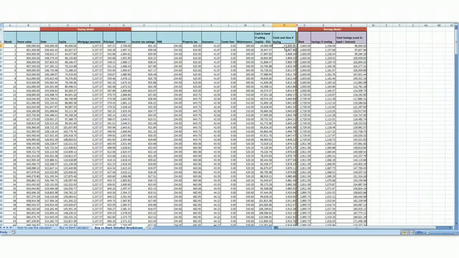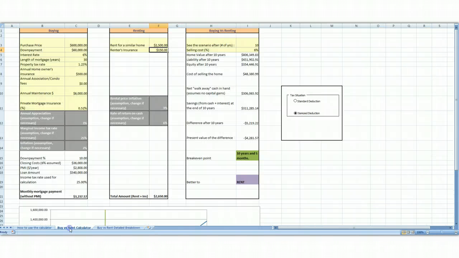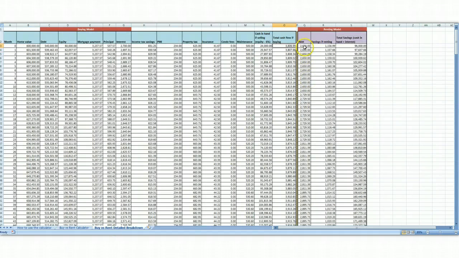This involves all the mortgage payment, income tax savings, the private mortgage insurance if you put less than 20%, condo fees, maintenance, and all the amount, the entire amount you spend on housing if you buy. The second section here is the rent. So if you remember, we put the rent as $2,500 and the rental insurance. So if you are going to rent, the total amount you spend on the rental house is $2,650.